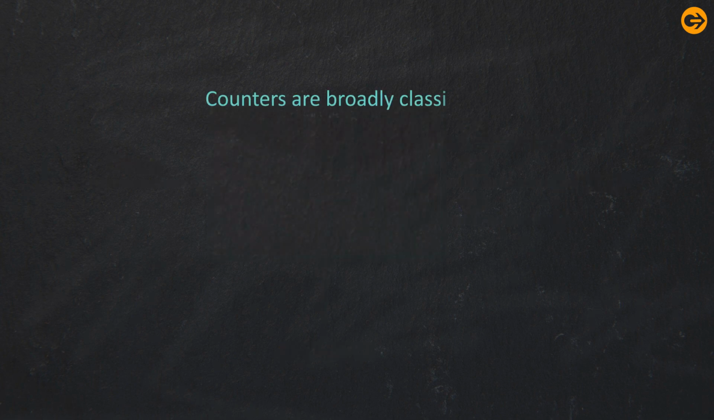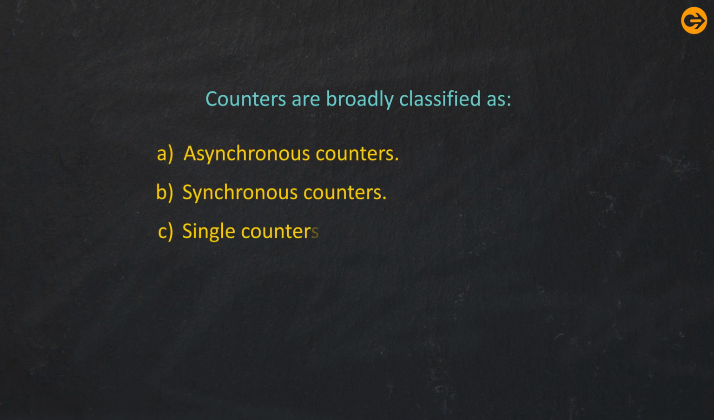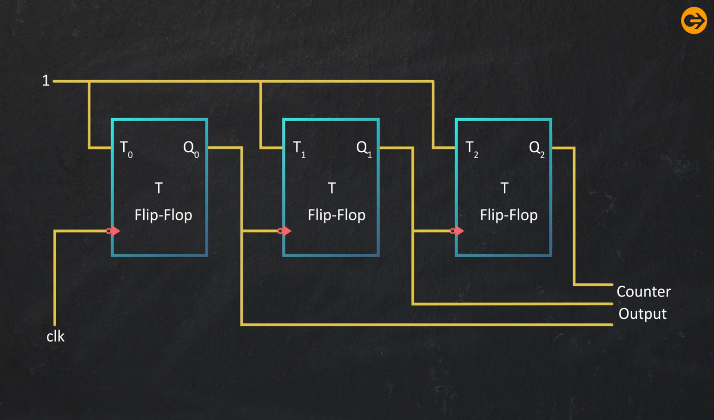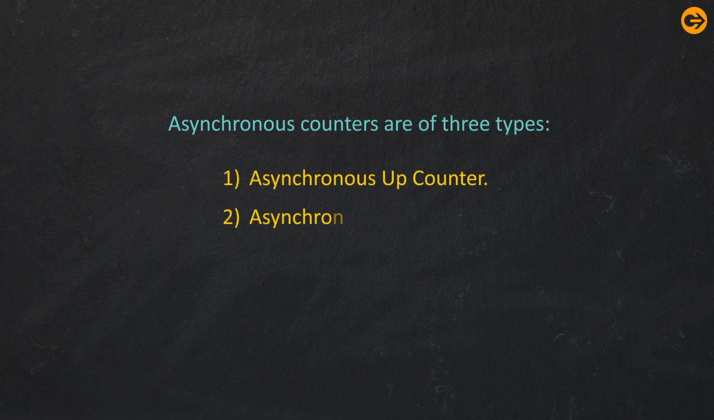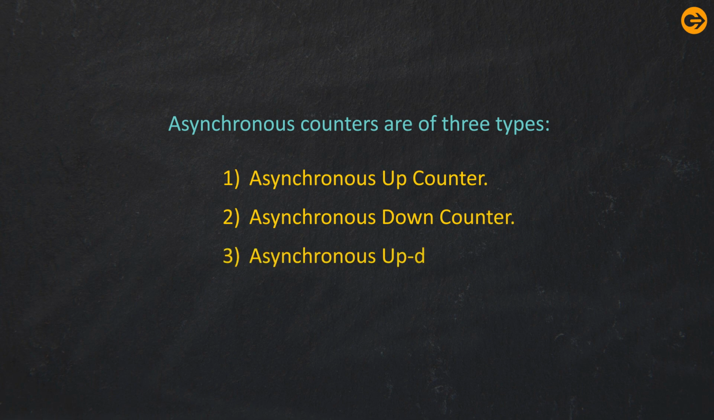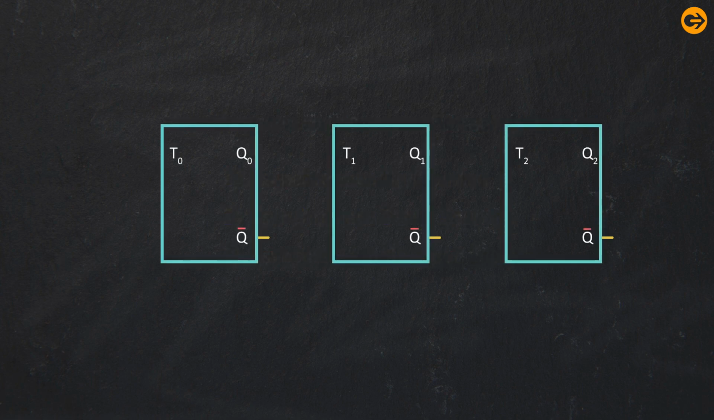Counters are broadly classified as asynchronous counters, synchronous counters, single mode counters and multimode counters, and modulus counters. The simplest counter circuit can be made from the T flip-flop due to its toggle feature, which is suitable for the counting operation. They can also be made using JK flip-flops. Asynchronous counters are of 3 types: asynchronous up counter, asynchronous down counter, and asynchronous up-down counter. Here we will mainly focus on the asynchronous up counter.